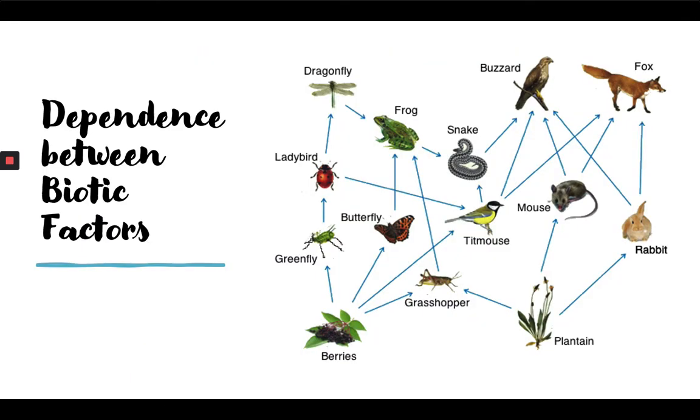Okay, so let's talk about dependence or interdependence between biotic factors. This is a food web, which hopefully you remember from 7th grade. And you know that in a food web, all of the organisms are interdependent and depend upon each other for food and survival. So the arrows tell us where the chemical energy from one organism is traveling to the next organism, which eats it. In this way, all of these organisms are dependent on one another in this ecosystem.